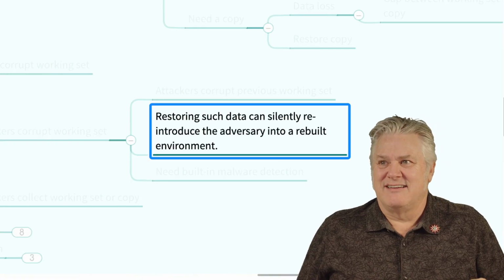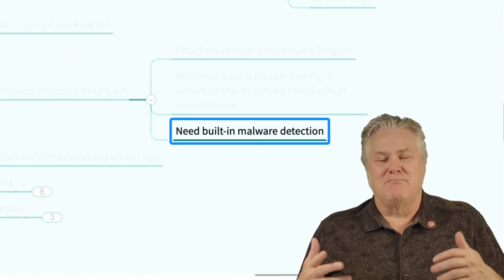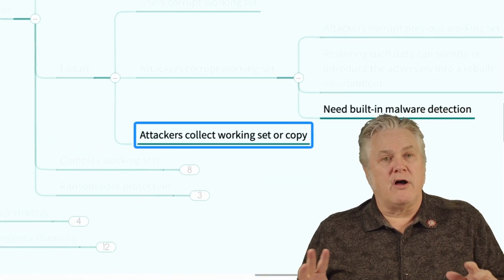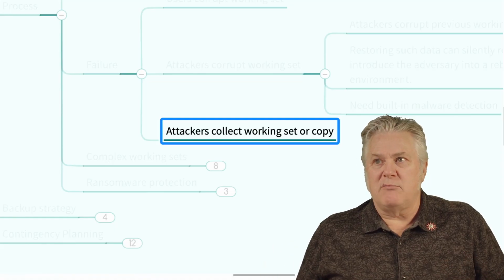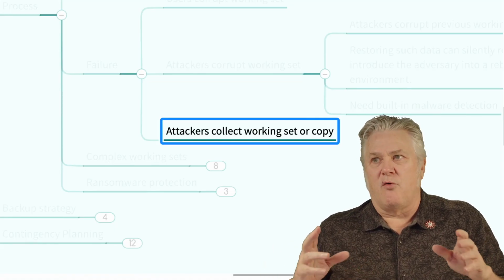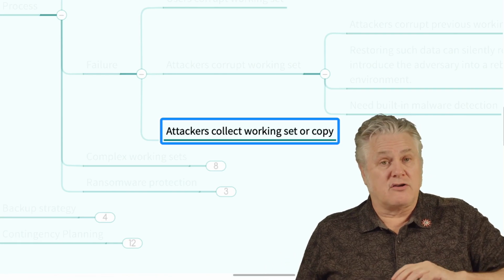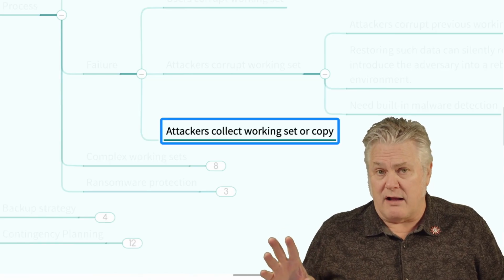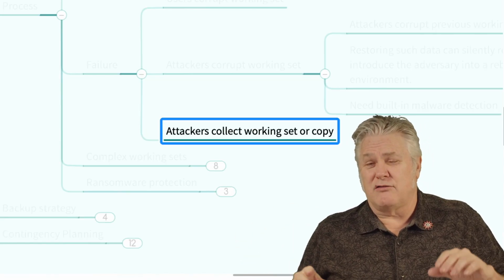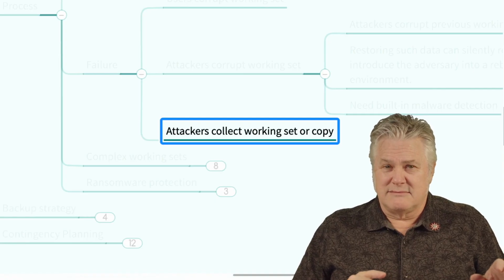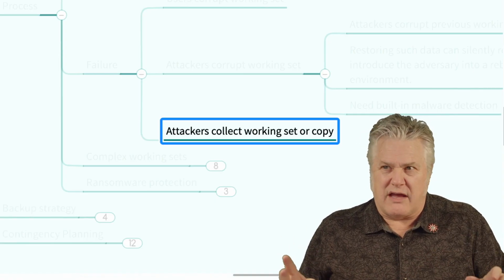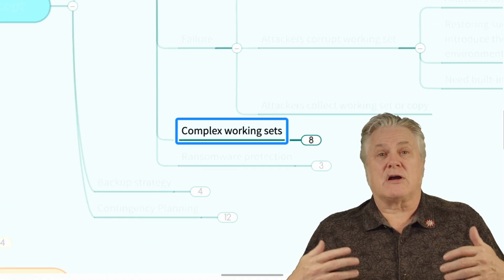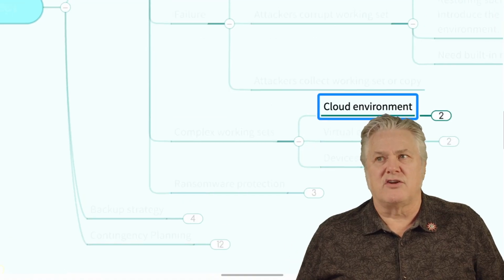Not so good there. So now what we need as a control is built-in malware detection in our restoration process. Okay. Now there is one other thing. Ransomware, by another name, is the attacker collects a working set or copy. They could collect directly from the working set, or they could collect a copy, like grabbing one of your backups. But if your backup's encrypted and your keys are protected, then they really can't get your backups, but they'll go after your working set. Now, there are some complexities to our working sets, and there are complex working sets out there that we need to consider for this.